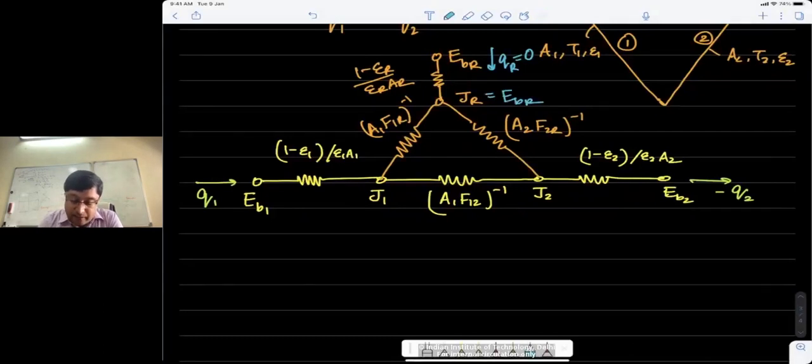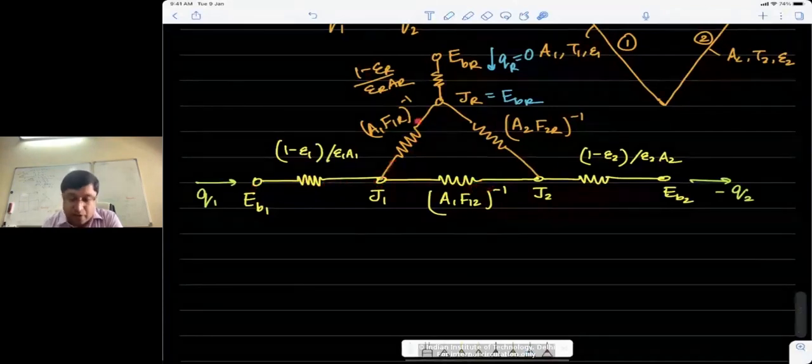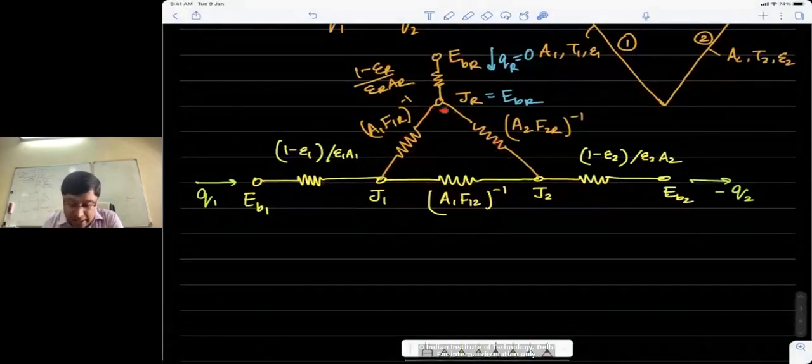So now what will happen is, in this case, Q1, which starts from here, will actually split into these two network elements. So Q1 splits, some part goes into this network, some part goes through this, but what goes through this will actually see two resistances. So it has to flow through this network and join back here to go to Q2.